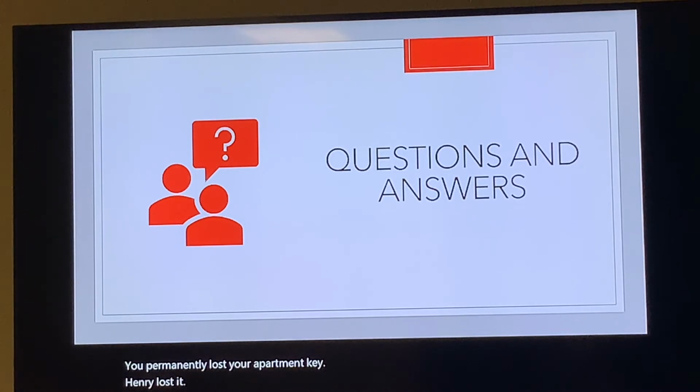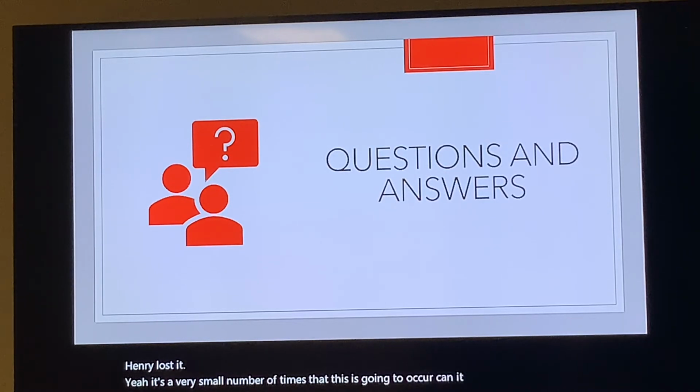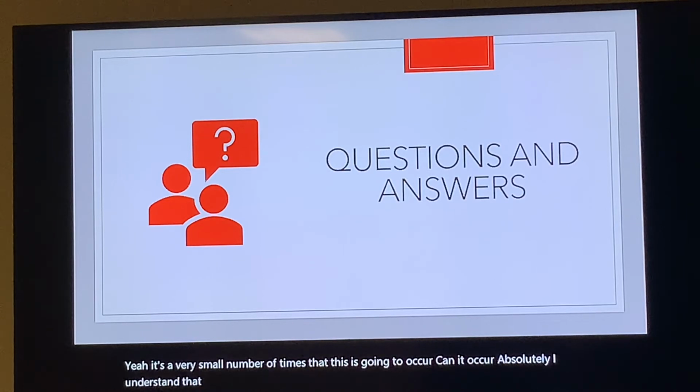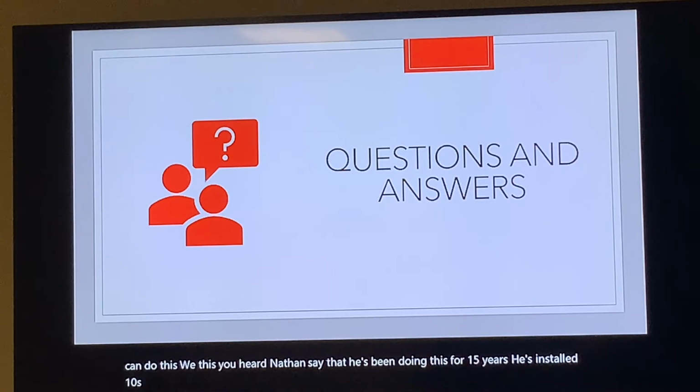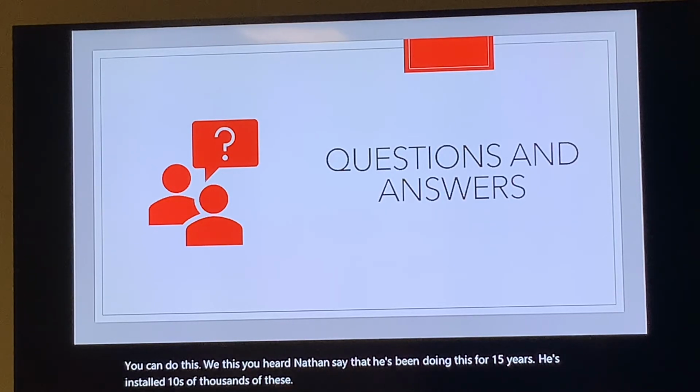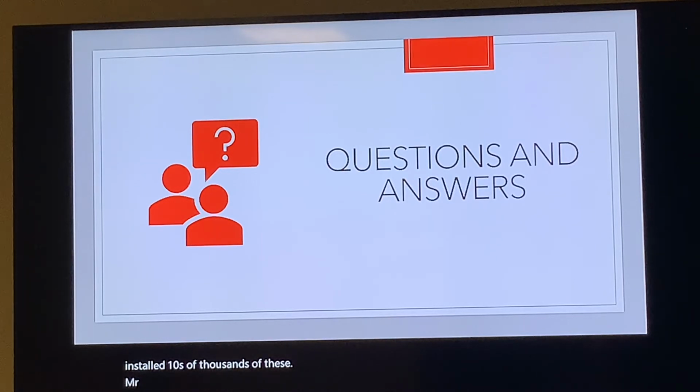It's a very small number of times that this is going to occur. Can it occur? Absolutely. I understand that. But everyone here is alert and oriented and very capable. You can do this. You heard Nathan say that he's been doing this for 15 years. He's installed tens of thousands of these doors in assisted living, memory care, independent living communities over the last 15 years. They're not having issues.